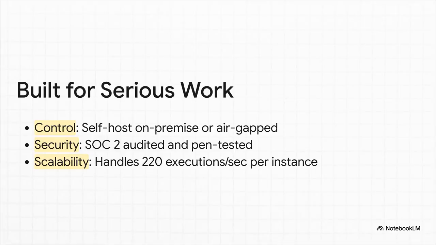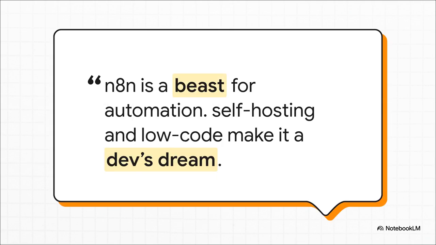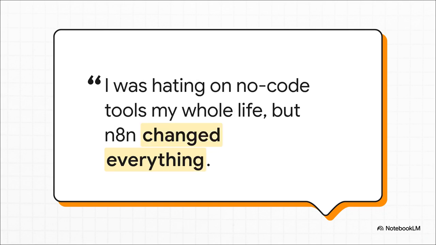And beyond the community love, n8n is built for serious, high-stakes work. This means you get total control. You can run it on your own servers or even air-gapped, which means literally cut off from the public internet for maximum security. It meets tough enterprise security standards, and it's built to scale up for huge workloads. And this is exactly why you see users calling it a beast and a dev's dream. It perfectly marries the raw power that developers crave with the kind of tight control and security that businesses absolutely have to have.